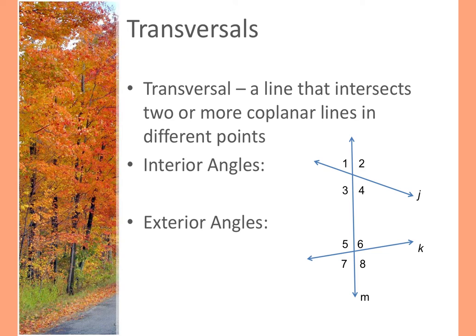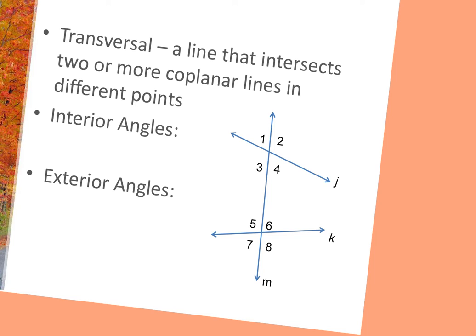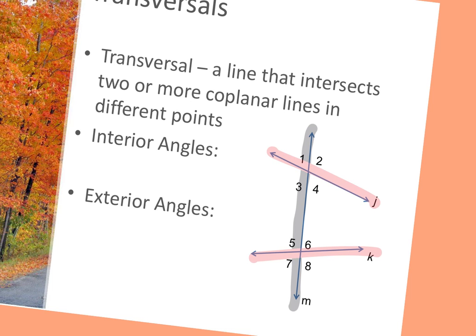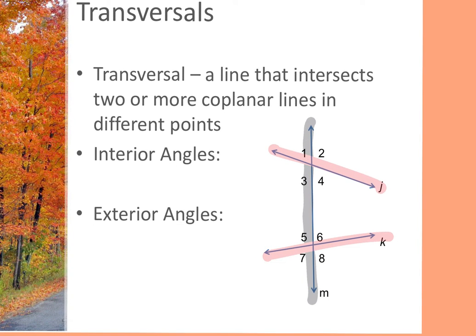All right, a transversal is defined as a line that intersects two or more coplanar lines in different points. So in this diagram, M is the transversal because it intersects two other lines. J only intersects one line, K only intersects one line, but M intersects both. So we would say that line M is the transversal in this diagram.